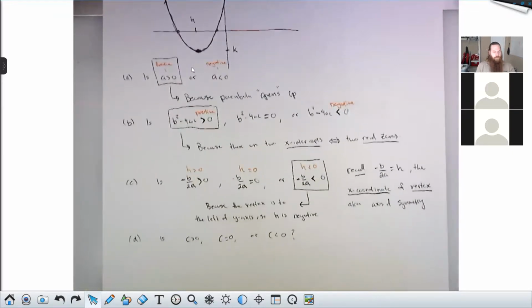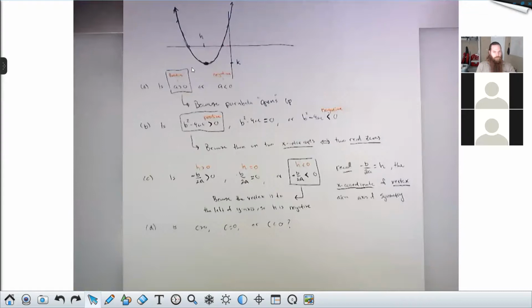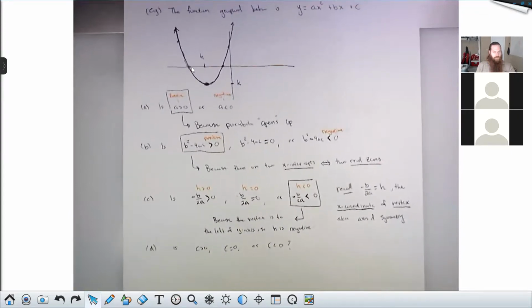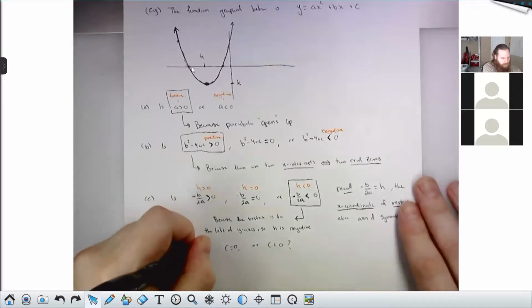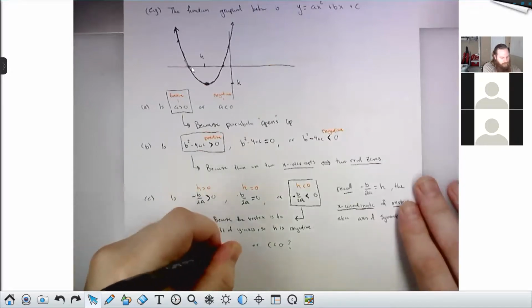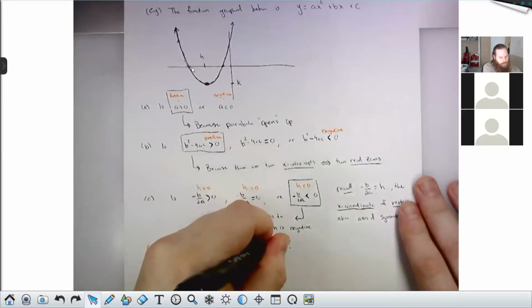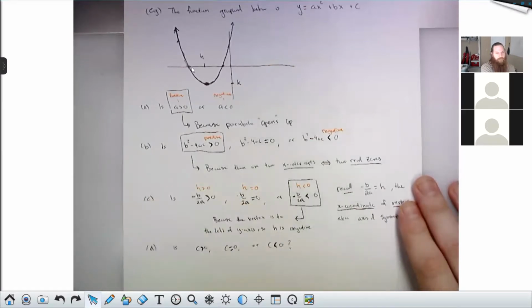All right, let's turn to this last one now. What about the number c? Is c positive? Is c equal to 0? Or is c negative? How could we tell?